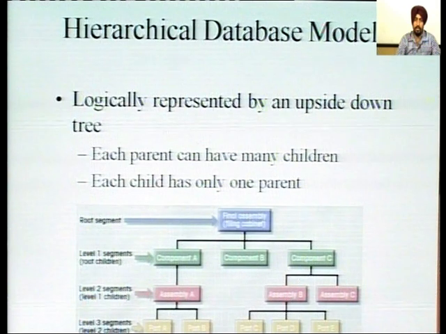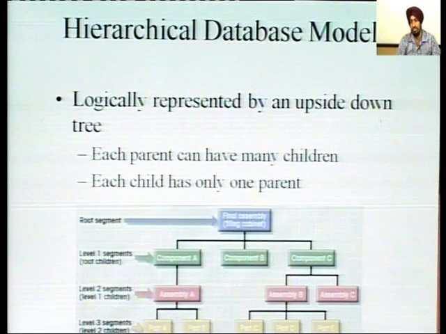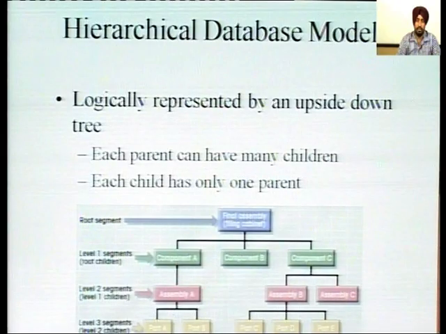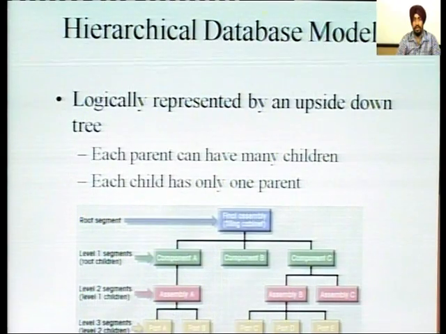Then again in the third level segment, assembly A has two children, part A and part B, and assembly B has three children, part C, part D, and part E. We can see in this diagram a parent has many children, more than one child, but each child has only one parent. This is the example of the hierarchical database model.